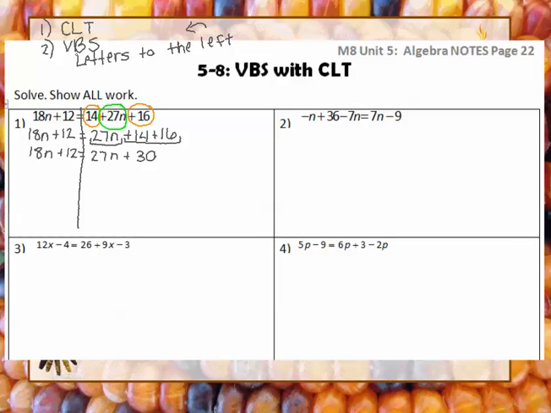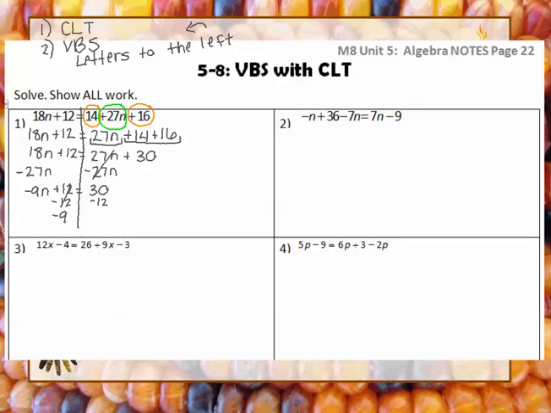I'm then going to do my variables on both sides and get my letters to the left. So I have letters on the right hand side here, so I need to move it. I'm going to subtract 27n from both sides. Cancels here. 18 minus 27n gives me negative 9n plus 12 is equal to positive 30. And now I just have a two-step equation. I'm going to get rid of the constant first, so minus 12 on both sides.